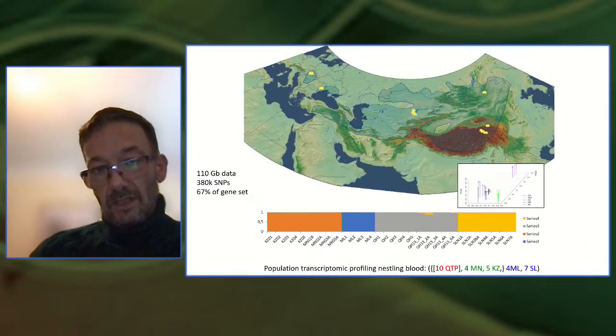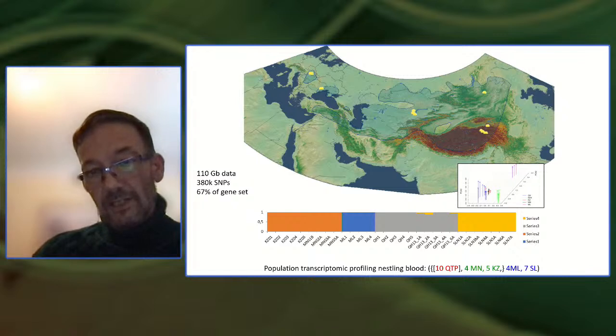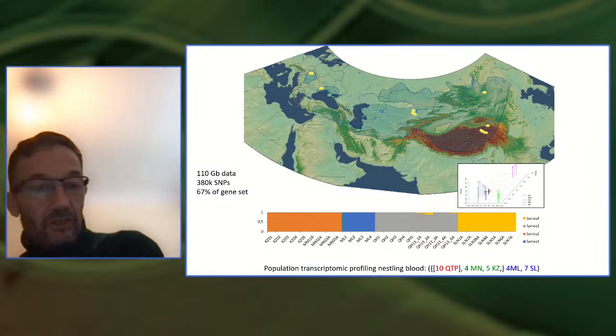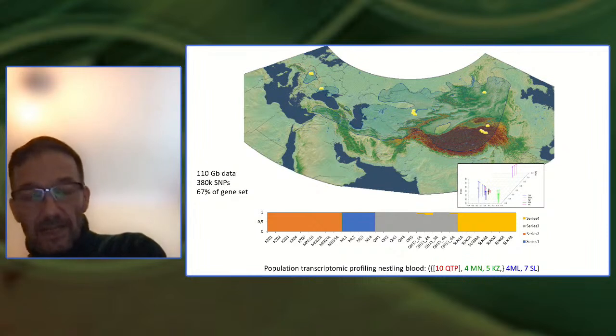Next slide, please. Here you can see a map of Eurasia, and in yellow the areas where we were able to take samples from populations: from the western edge of their distribution in Slovenia and Moldova, through to the central part of their distribution in Kazakhstan, further east to Mongolia, and then also further south east to their new population on the Qinghai Tibetan Plateau. We found that the most genetically distinct and divergent population was the Qinghai Tibetan Plateau population. We looked at about 380,000 SNPs using the transcriptome, which covered about 67% of the total gene set of the annotated nuclear genome.